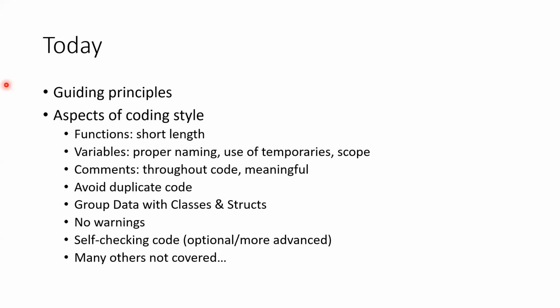Today I will be going through the guiding principles and the aspects of coding style: functions, variables, comments, duplicate code, group data with classes and structs, no warnings, self-checking code, and many others. The ones that this course will be checking are functions, variables, comments, and duplicate code. This may be optional, maybe not, depending on your TA. And we will be checking for no warnings. The other ones are optional.